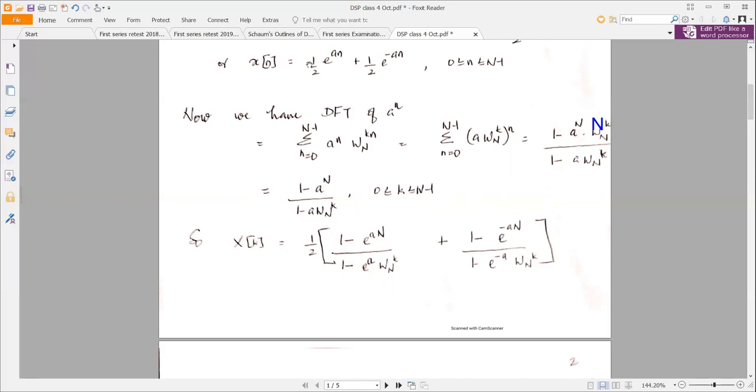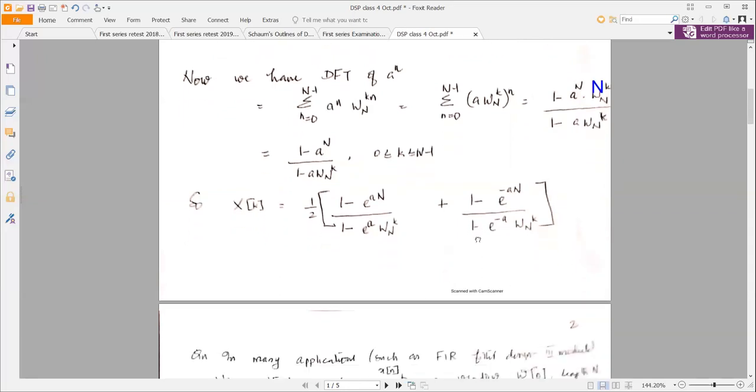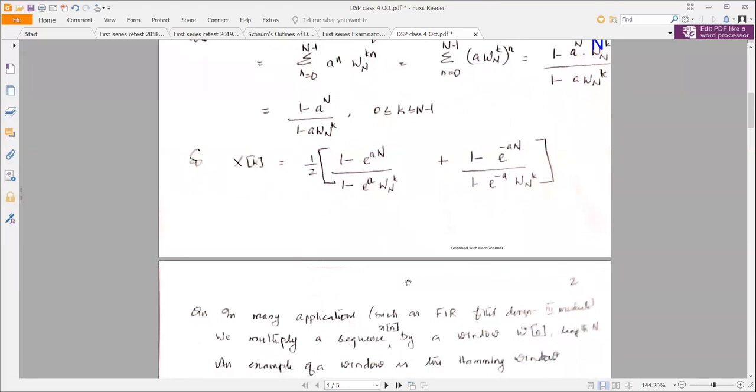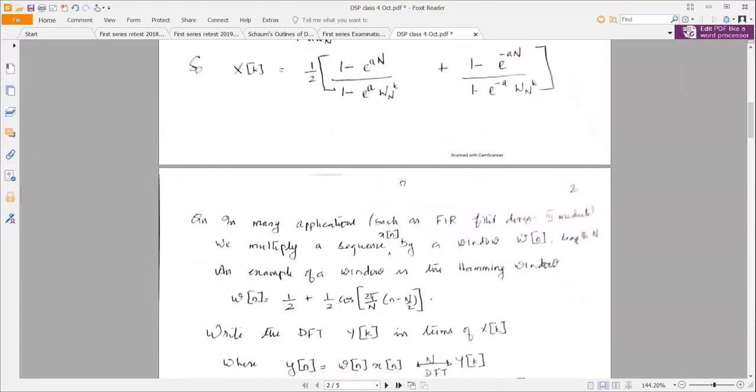Now, therefore, x of n, which you can write as 1 by 2 whole into e raised to a the whole raised to n plus e raised to minus a the whole raised to n, can be written as 1 by 2 into 1 minus e raised to aN by 1 minus e raised to a W raised to k, plus 1 minus e raised to minus aN by 1 minus e raised to minus a W raised to k. I have not simplified this further. So you can do this simplification from this expression.